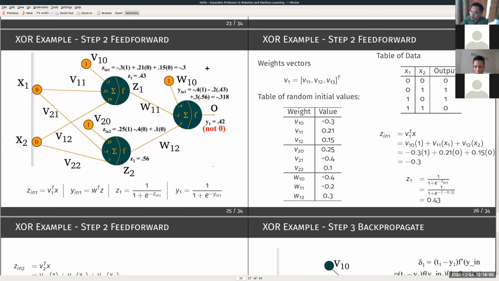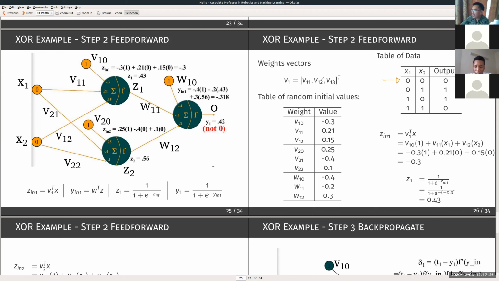Okay, thank you. Now, our data is 0, 0. Let me annotate it. This is the data set that we are getting now, 0, 0, and the output is 0. So for feed forward, these are the initial values of our weights.